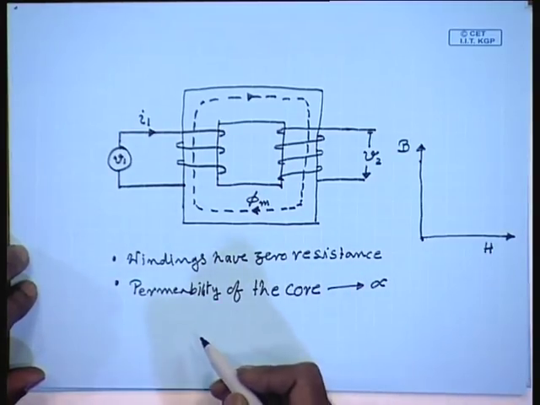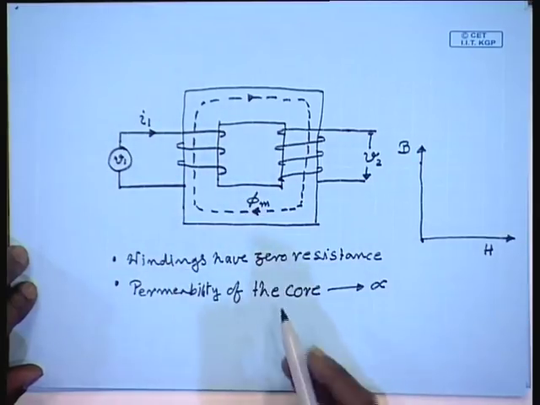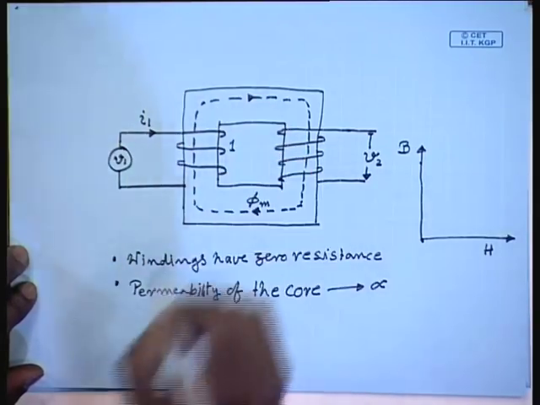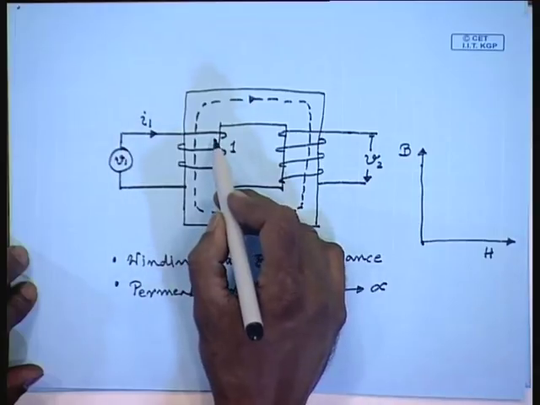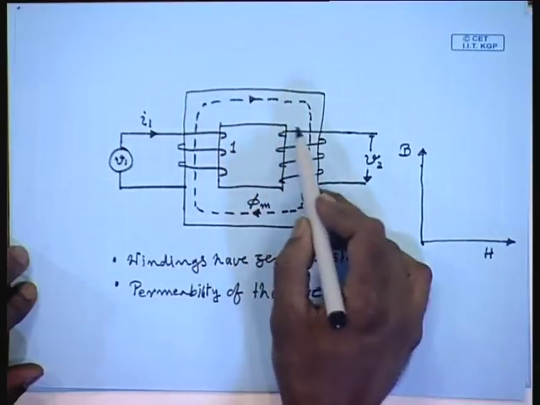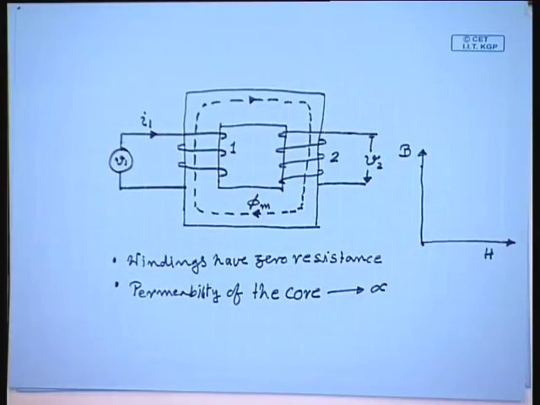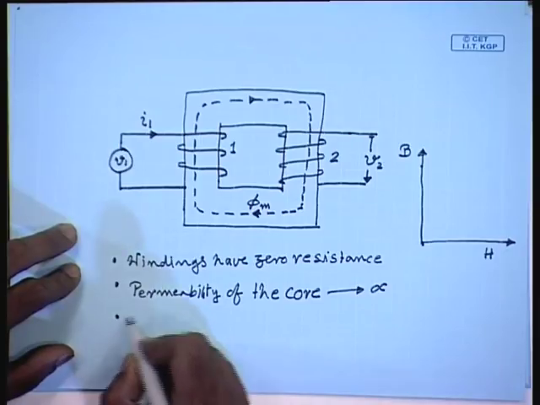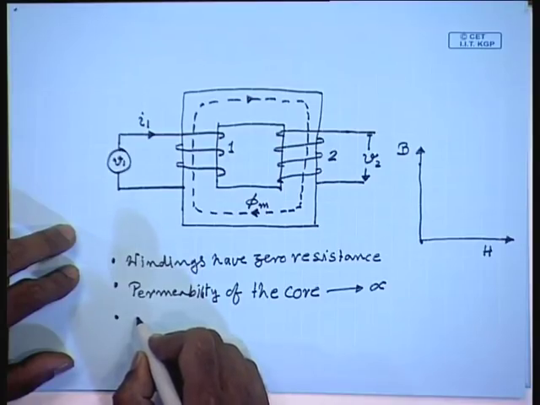As a corollary of this second assumption, since the permeability of the core is infinity, there will also be no leakage in this construction, that is, all the flux produced by coil 1 will be confined inside the core and there will be no flux flowing through the air. Since all the flux will be flowing through the core, it will also link coil 2. So, the third assumption, which is not really a new one but a consequence of the second assumption, is that there is no leakage flux.